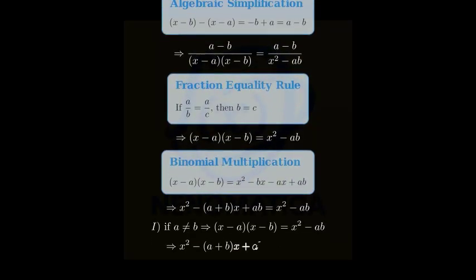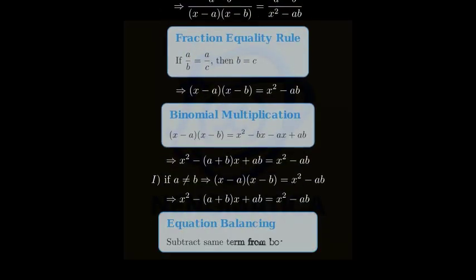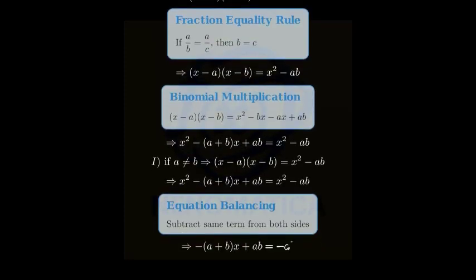We continue with our expanded equation from before. We have x squared minus a plus b times x plus ab equals x squared minus ab. Subtracting x squared from both sides, we get negative a plus b times x plus ab equals negative ab.